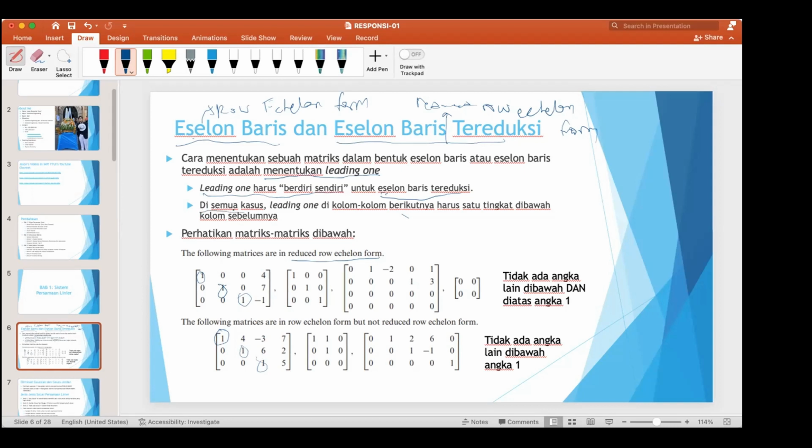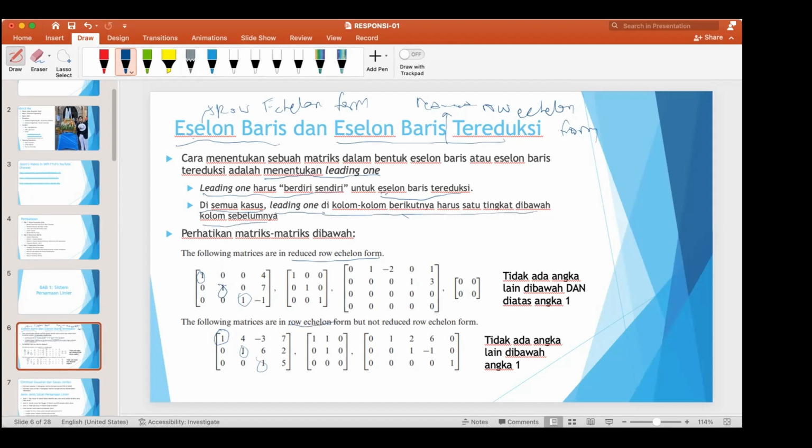So basically, in all cases, the leading one in the next column must be one level below the previous column, just like this one. So basically, it must look like stairs. Harus kelihatan kayak tangga gitu. So this is what we call row echelon form, the second set.